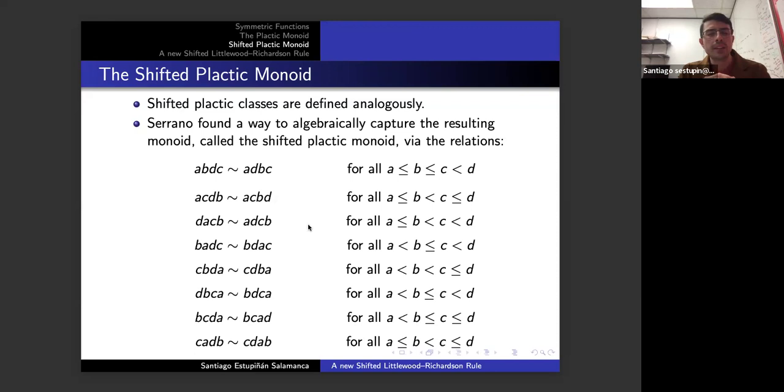At the same time, there are different insertion algorithms for the shifted setting. So apart from Haiman's, you have an insertion by Sagan and Worley, and also an insertion by Kraśkiewicz as well. So it does not seem that this is the right choice of a monoid for this setting.